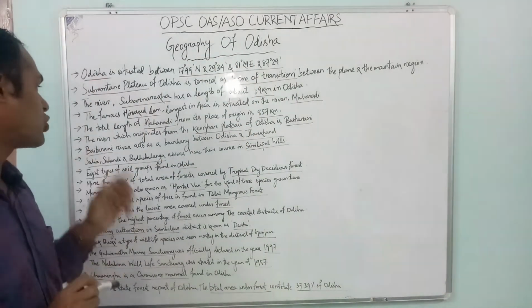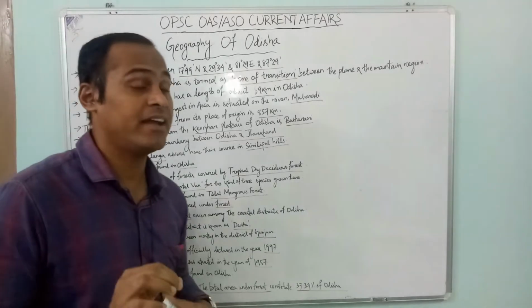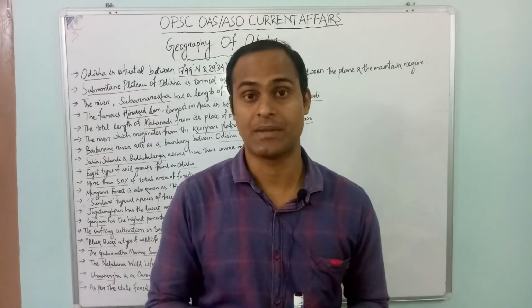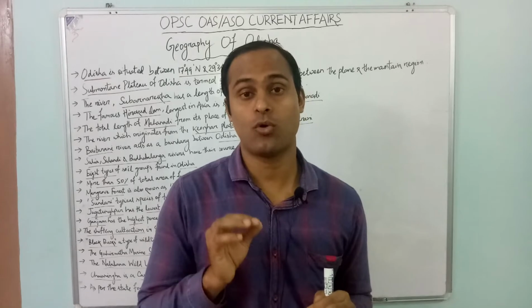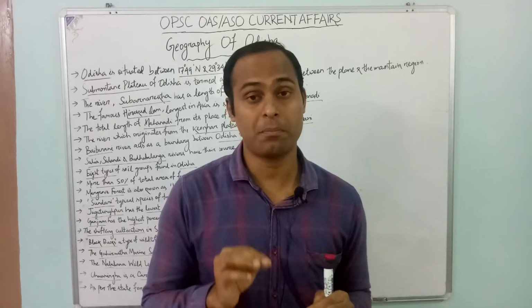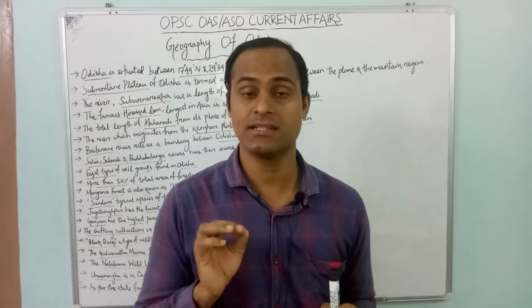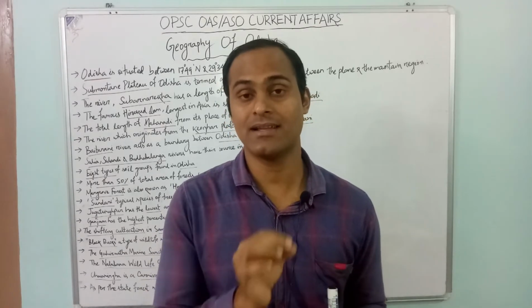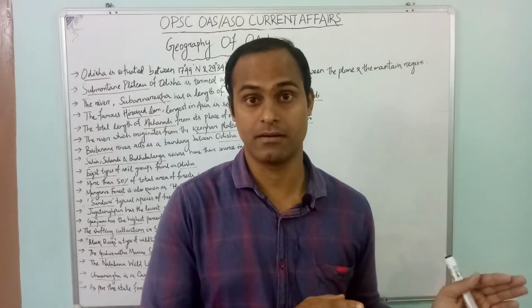Then apart from that, the total length of Mahanadi, its place of origin, is 857 km. In that particular video, I told you to give me the length of Mahanadi in Odisha. The fact is 494 km of Mahanadi's 857 km lies in Odisha, and the rest lies in Chhattisgarh.